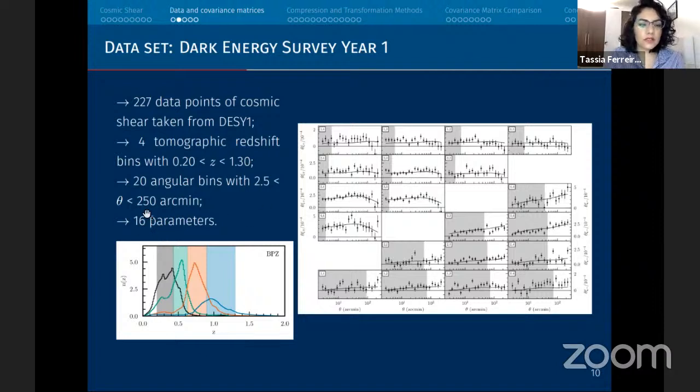And our model is composed of 16 parameters. We have 6 cosmological parameters, 2 astrophysical parameters, and 6 systematic ones.